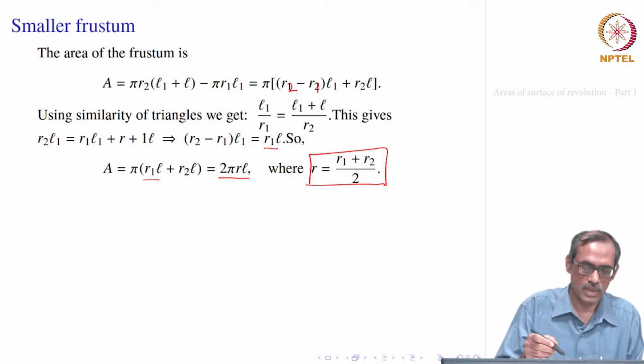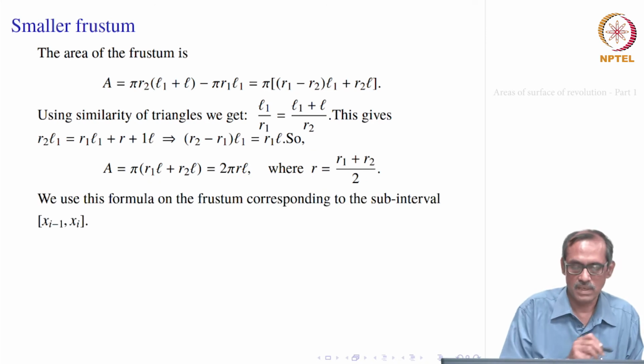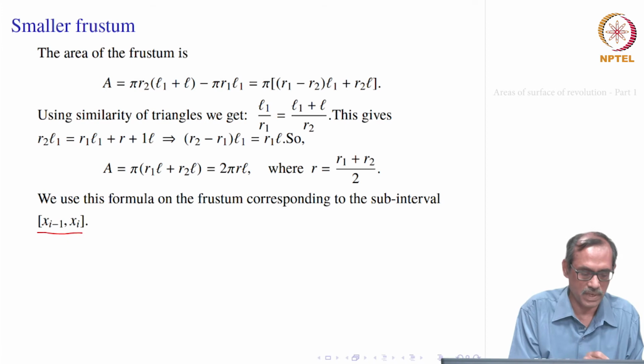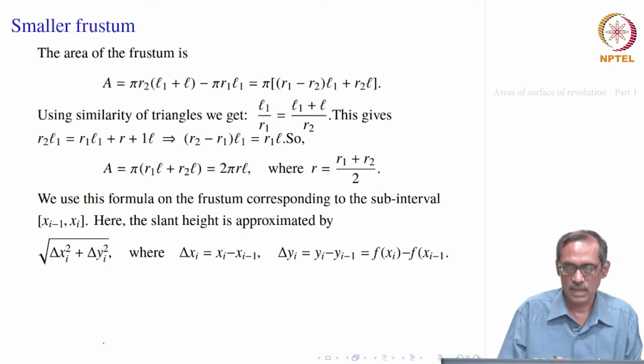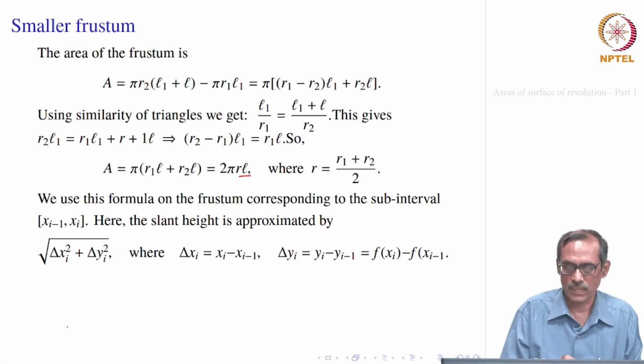So, now we have to sum all these areas taking the sub intervals x_{i-1} to x_i and take the sum over all these to have an approximation of the area of the surface. Now for the sub interval x_{i-1} to x_i, the slant height, which is your L here, is approximated by the square root of delta x_i square plus delta y_i square, fine.